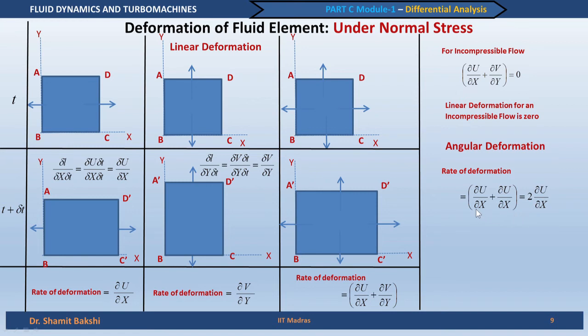Now, considering this as a rate of deformation, the normal stress sigma xx can be written as twice mu del u by del x, from Newton's law of viscosity. So, we see that not only shear stress, but the normal stress acting on the fluid can be expressed in terms of the velocity gradient. Now, essentially we have got the two expressions which were required to replace the stress term appearing in the momentum equations.